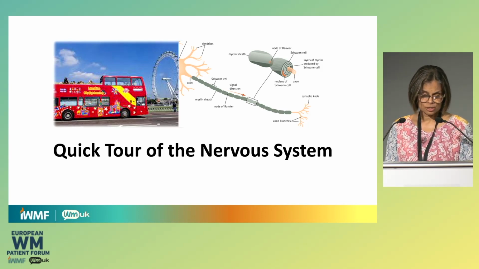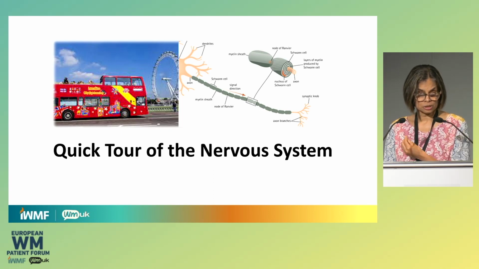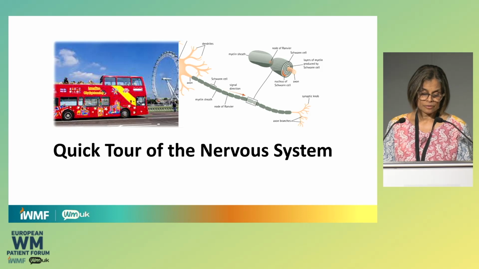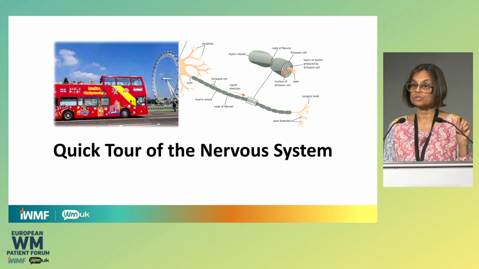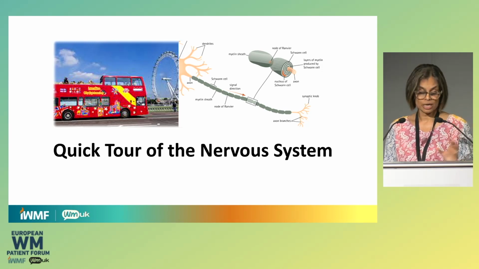You can see that nerves are not just wires, they're very complex electrical conduction systems, and they have a special insulation sheath called the myelin sheath. Any of these elements can be disrupted by disease and inflammation, and that can then cause the nerves not to function so well.